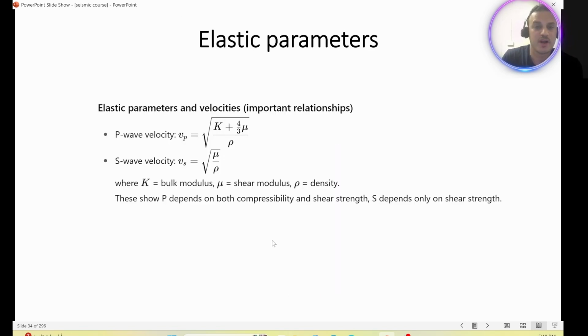So, elastic parameters and velocity. The P wave velocity depends on K, the bulk modulus, and the shear modulus, divided by the density. While the S wave velocity depends on the shear modulus divided by the density. So that's why the P wave depends on both compressibility and shear strength, while the S wave depends only on shear strength.